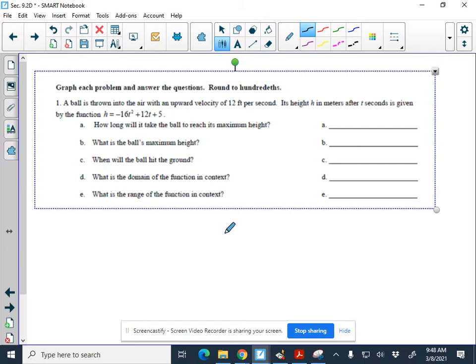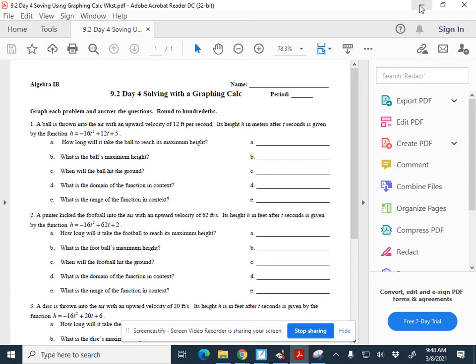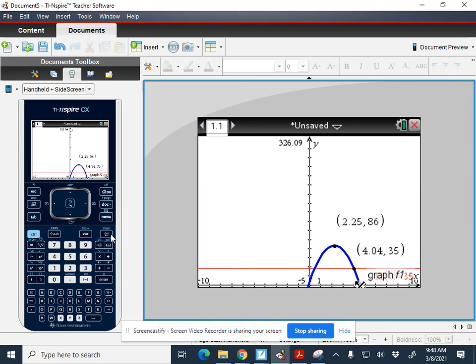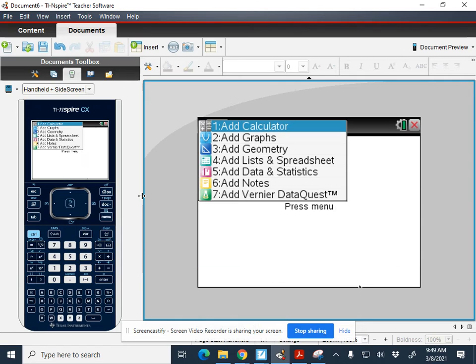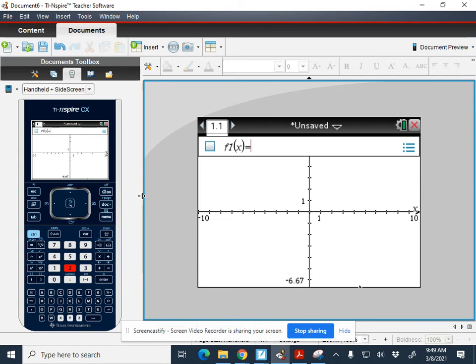So a ball is thrown in the air. It gives us an equation. Let's take our calculator. If you haven't caught on yet, hopefully you are. Let's press the on button. Let's go new document. Let's not save. Let's add a graph page.